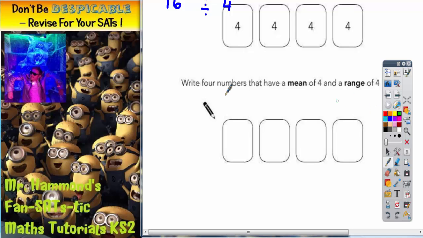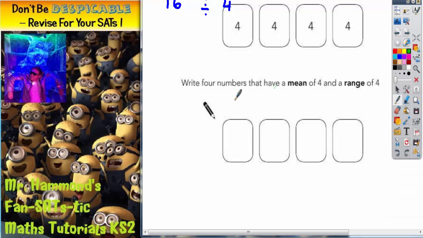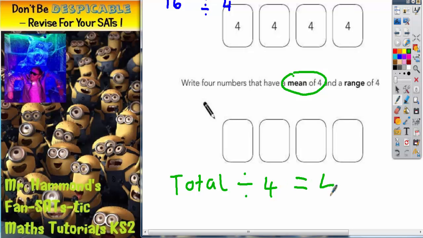It now says write four numbers that have a mean of 4 and a range of 4. Well, first of all, let's tackle this mean of 4. For it to be a mean of 4, the total of these numbers divided by 4, because there are 4 numbers, remember it's the total divided by how many, so the total divided by 4 must equal 4, because we're told that the mean is 4.